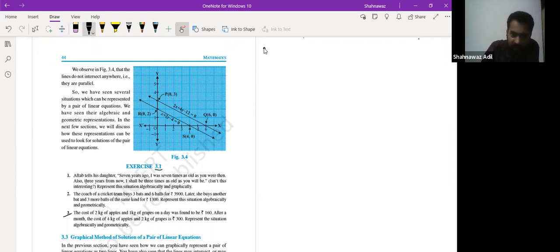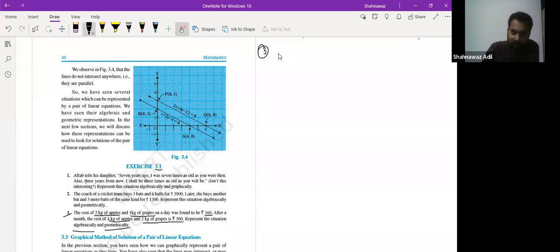So the third question, Rizwan and Adil, help me. The cost of 2 kg of apples and 1 kg of grapes on a day was found to be 160. After a month, the cost of 4 kg of apples and 2 kg of grapes is 300. So we have to represent this situation algebraically and geometrically.